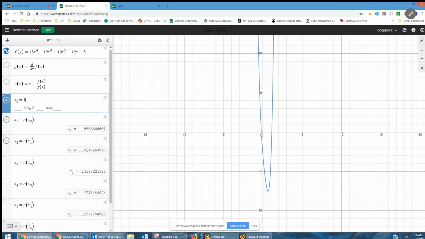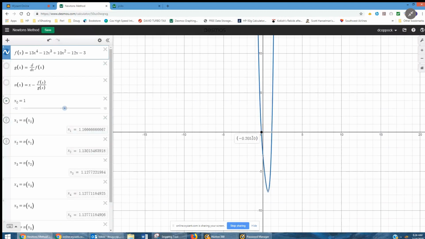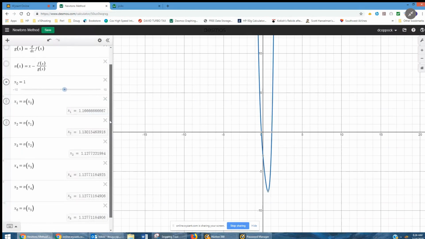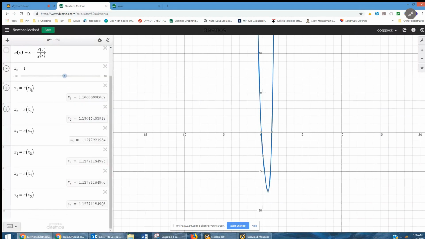It turns out that here's that other possible value for k, negative 0.205. And there's the 1.128. So I'm solving for this root using Newton's method. So I let x sub 0 equal 1, and then applied Newton's method. x sub 1 equals n of x sub 0. And by the time I get down to x sub 6, that looks like the value for k right there, 1.1277, etc. Okay, that's a lot of work.